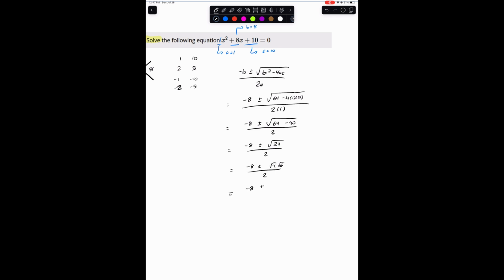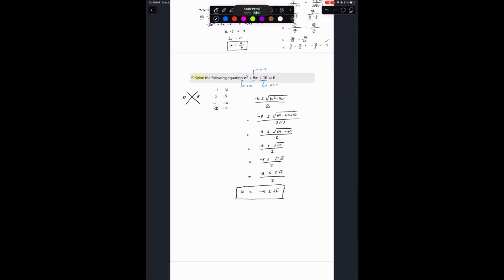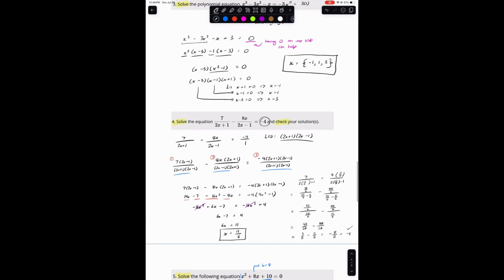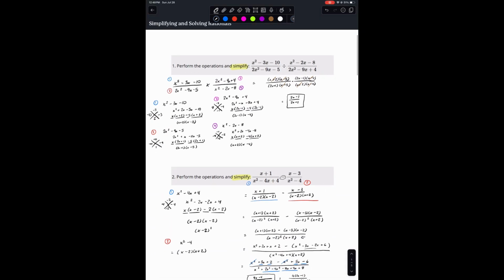Negative 8 plus or minus 2 root 6 over 2, and you get negative 4 plus or minus root 6. And that is our answer. And with that, that concludes my video for solving and simplifying rationals.